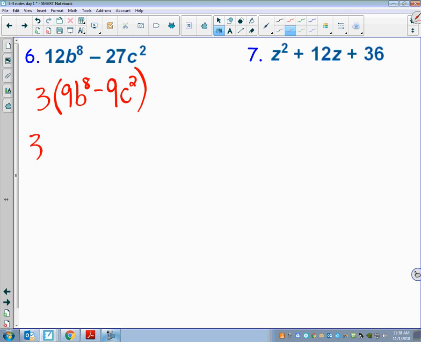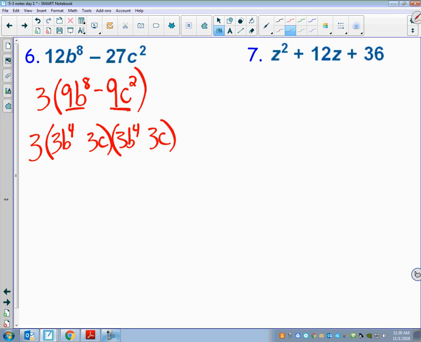This was kind of tricky, but I think this is a perfect square and this is a perfect square. So think about factoring it again. What multiplies to give me 9 is 3 and 3. And what multiplies to give me b to the 8th? Well, when we multiply, we add the exponents. So that would be b to the 4th and b to the 4th. Same thing at the end. What multiplies to give me 9c squared? Well, 3 and 3, and then c and c to get c squared.